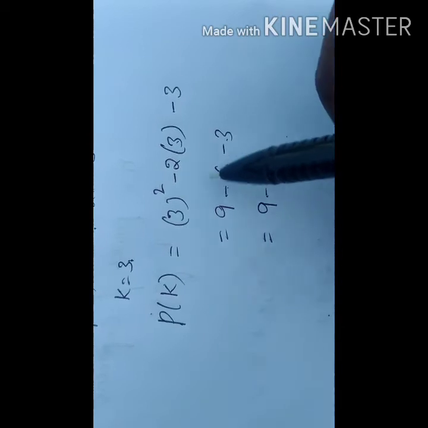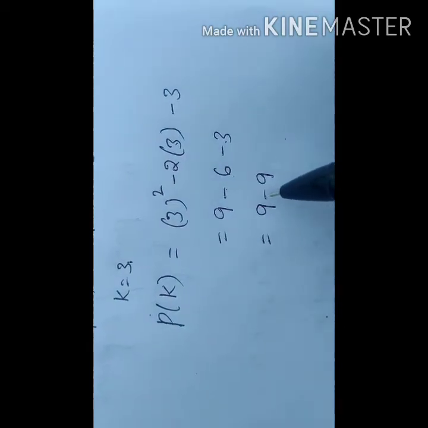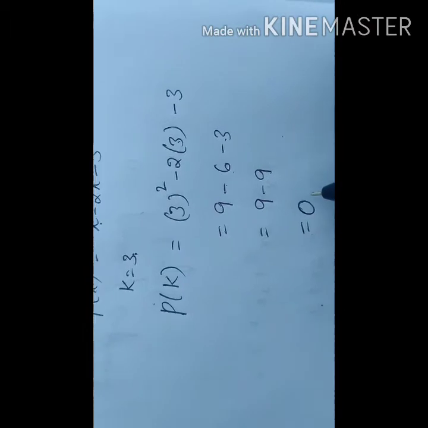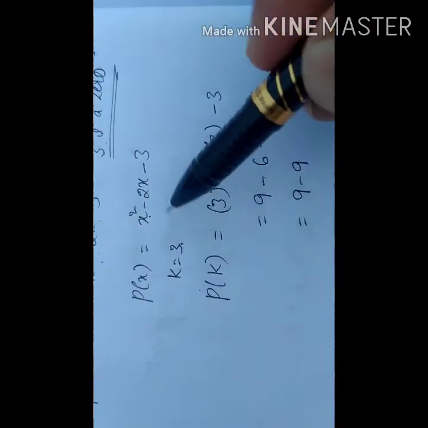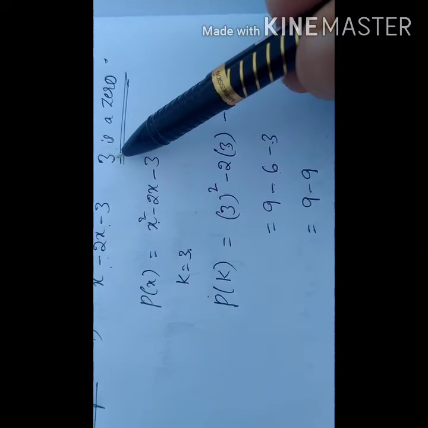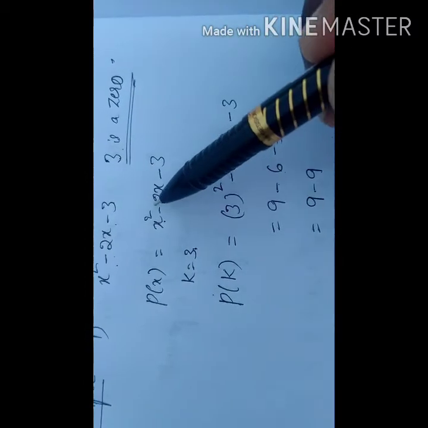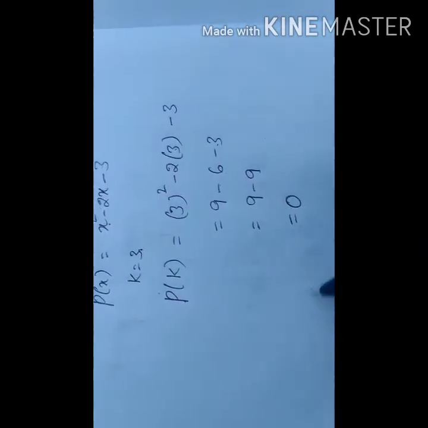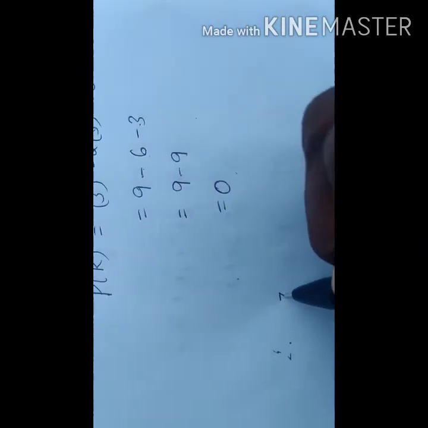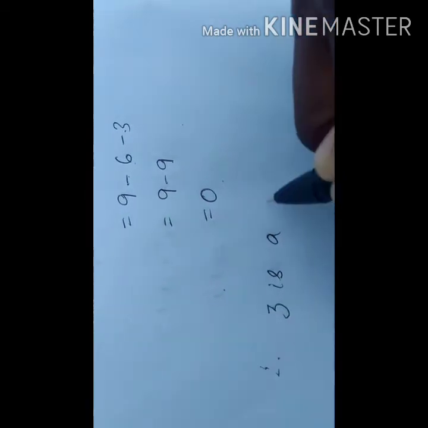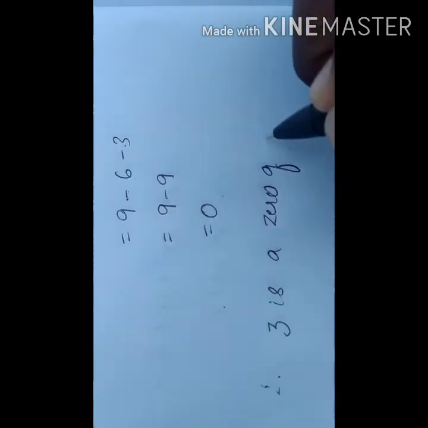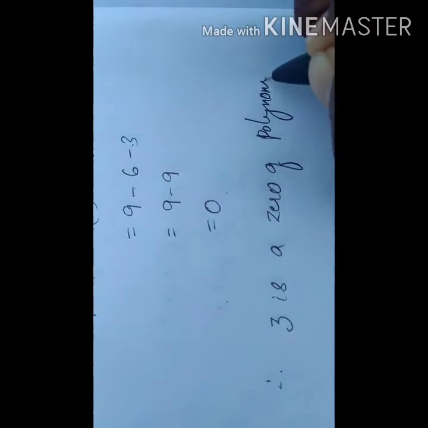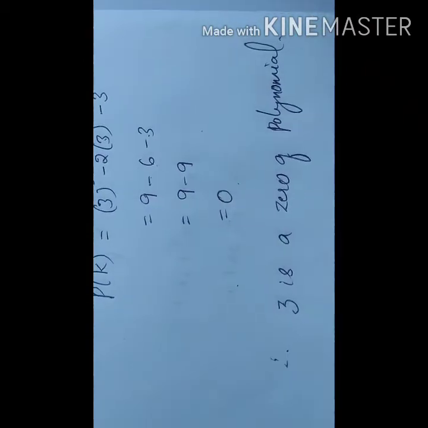Minus into minus is plus, so 6 plus 3 is 9. The larger value is 6, and before it there is a minus, therefore we consider it as minus. 9 minus 9 is 0. Whenever we have substituted the real number value 3 in place of x, the polynomial p of x becomes 0. Therefore, 3 is a zero of the polynomial. So like this you can find the zeros of a polynomial.